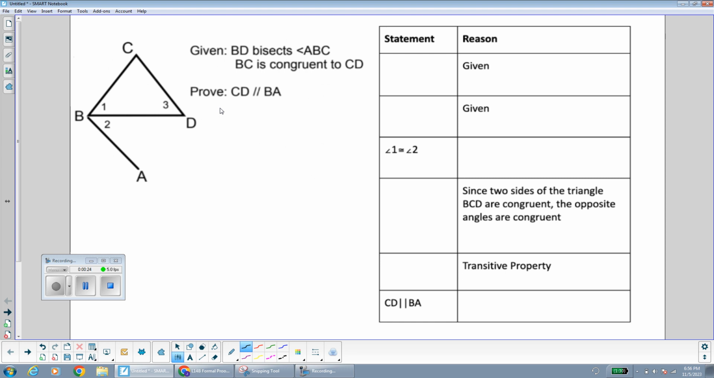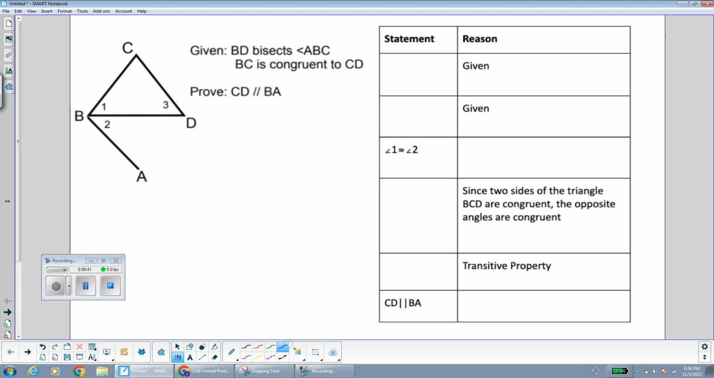So this is going to be a two-column proof with a statement reason chart because there are no numbers. Later on in the video, we will see examples of coordinate geometry proofs where there will be numbers, and we'll use formulas and calculations in order to prove our conclusion.